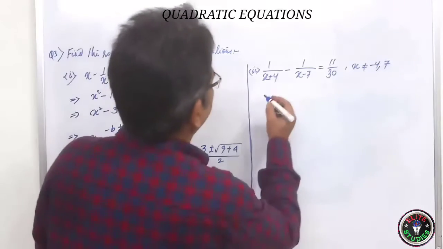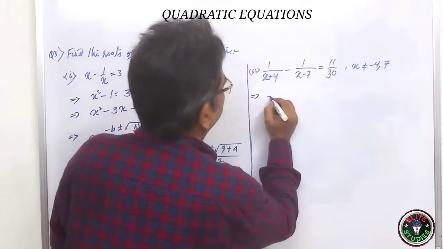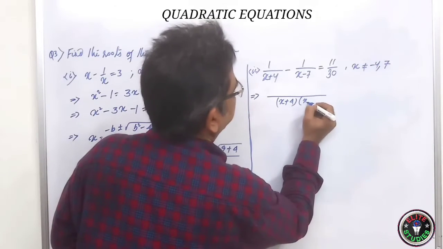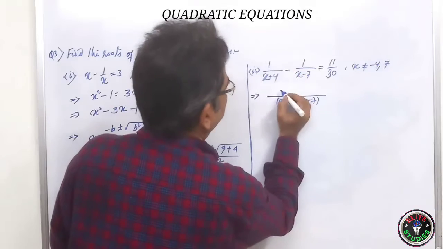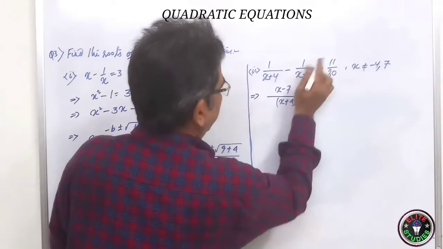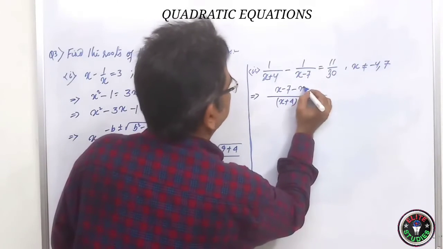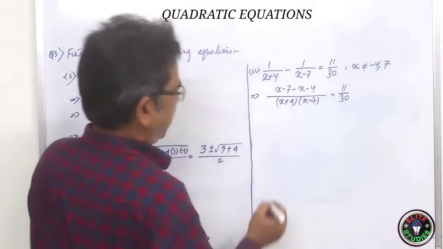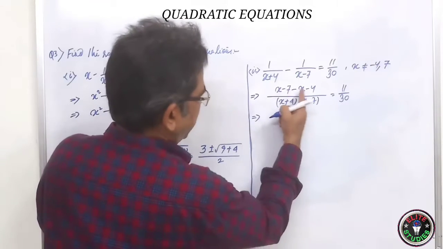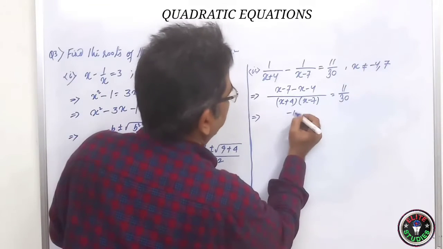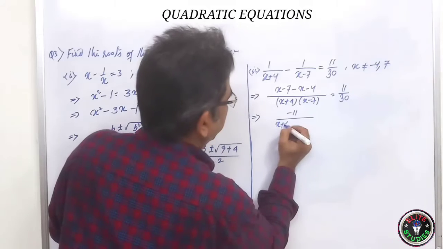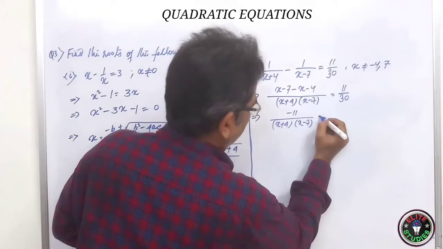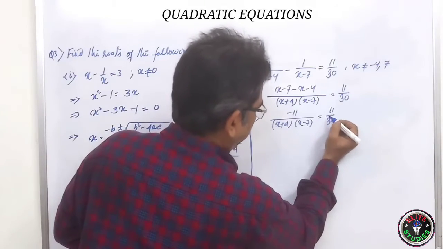Now let us do the second question. LCM will be what? x plus 4 and x minus 7. So here you multiply, it will be x minus 7. Here if you multiply, it will be minus x minus 4 is equal to 11 by 30. So it will give you how much? x minus x cancels, minus 7 minus 4, minus 11 by x plus 4 and x minus 7 is equal to 11 by 30.